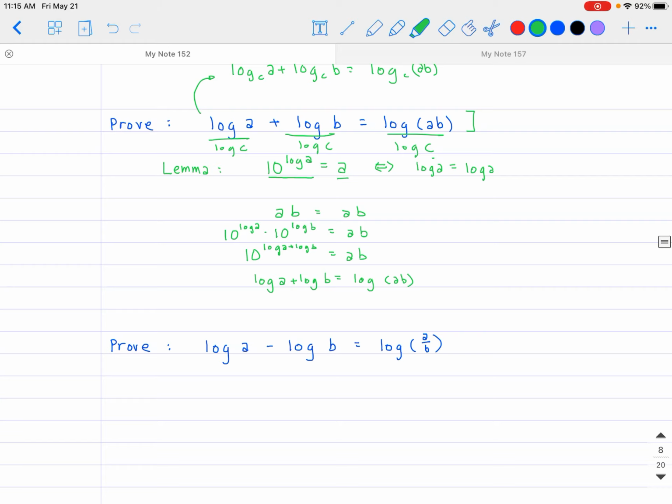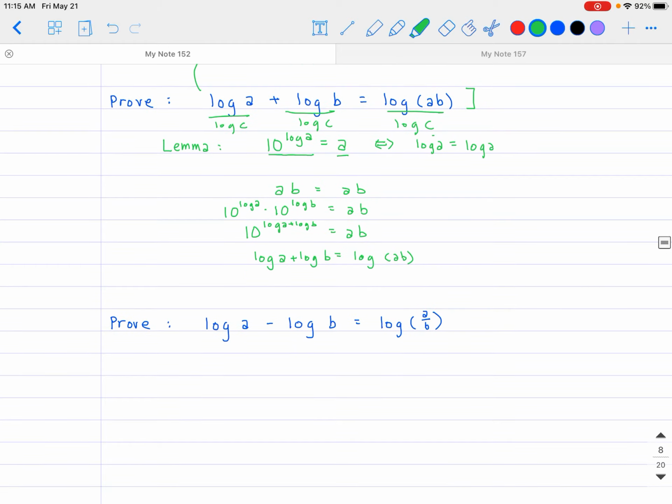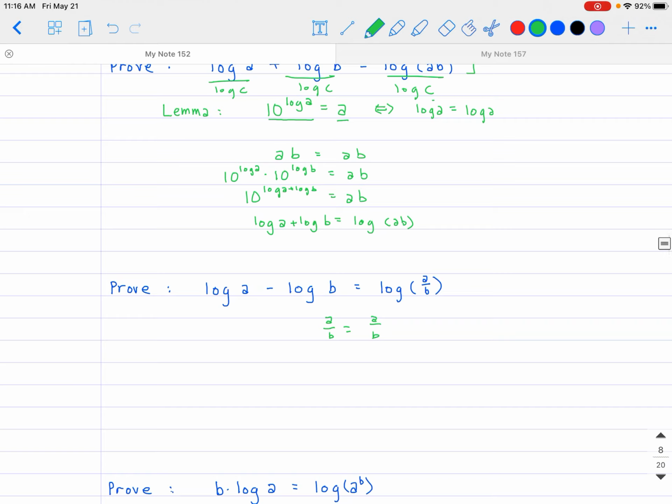Okay, for this one, the question is, well, how do you prove it? Well, same as the last time. So why don't we do the following? Why don't we go ahead and say that a divided by b is equal to a divided by b. So if we set that up, then according to my lemma, we can say that 10 to the log of a divided by 10 to the log of b is equal to a divided by b.